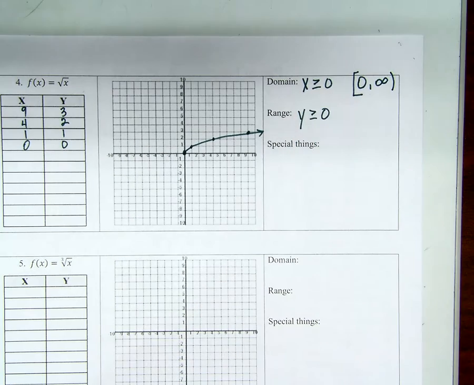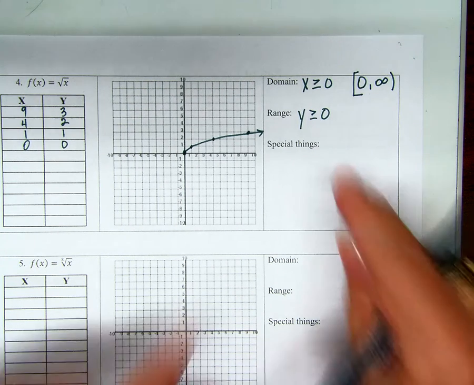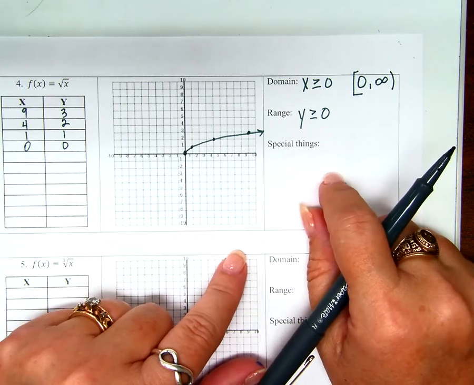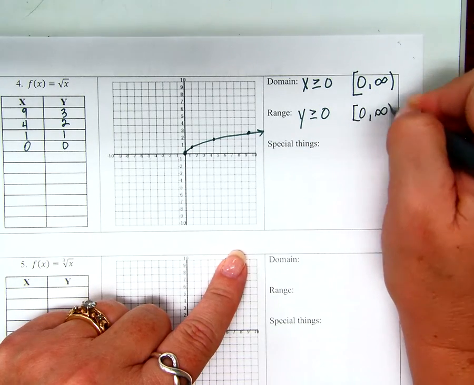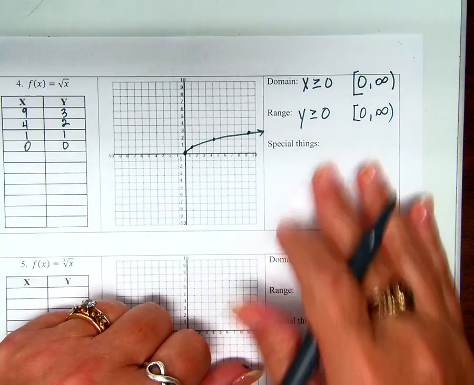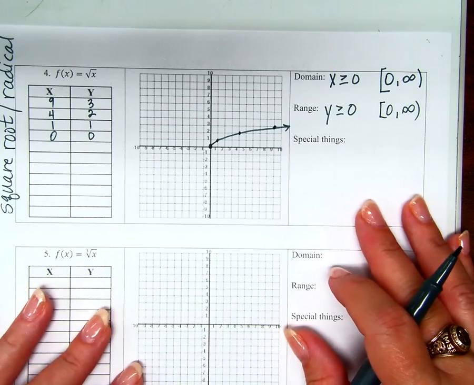Okay? Yes, ma'am. Can we look at that one in just a second? Let's finish this one. We'll go back and look at that one. Okay? So what about this one? It is the same thing, isn't it? Starts at 0 and goes to infinity. What special things did you list?